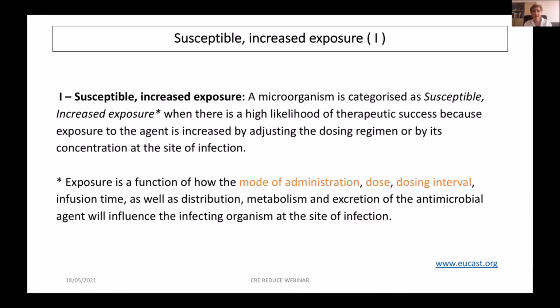More recently, this category defines microorganisms where there is a high likelihood of therapeutic success because exposure to the agent is increased by adjusting the dosing regimen or by its concentration at the site of infection, and that's mainly for urinary infections. Exposure is increased by different options, and this will take into account the mode of administration of the antibiotic, the dose, of course, and the dosing interval.